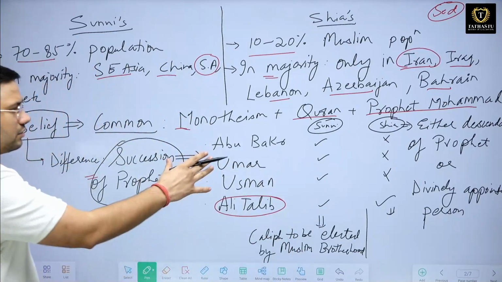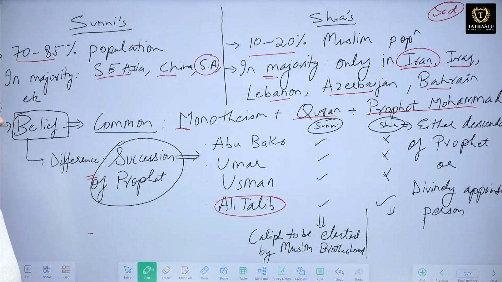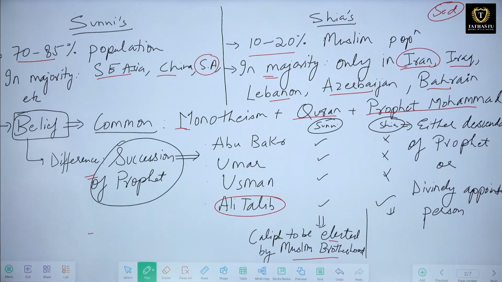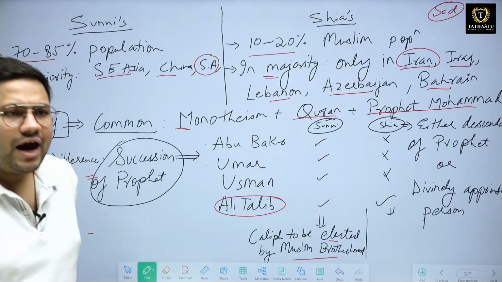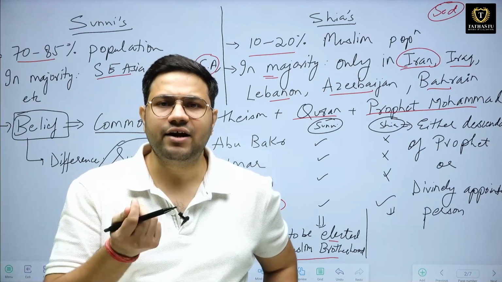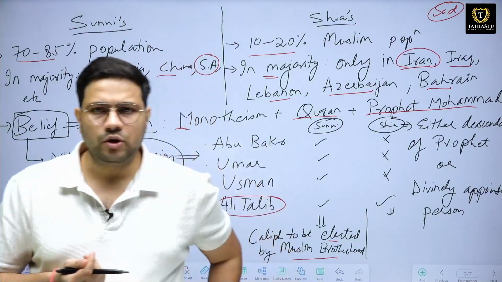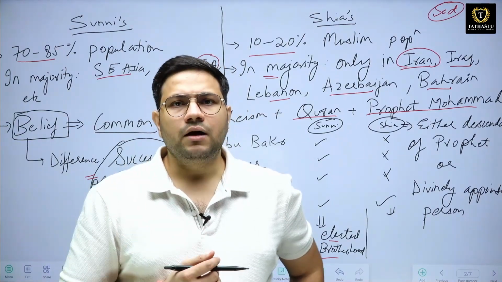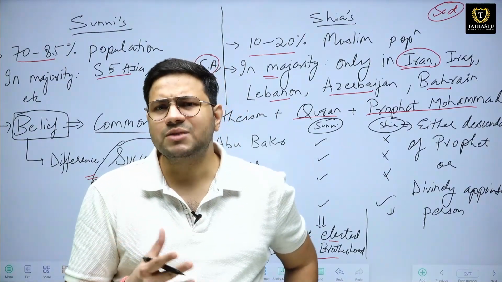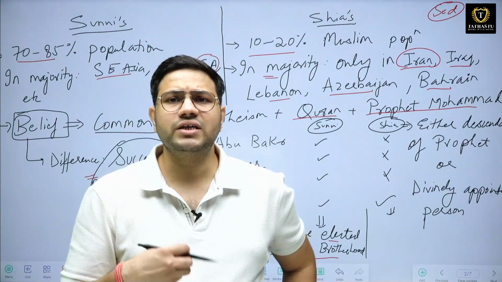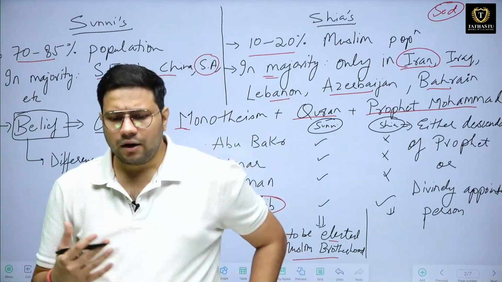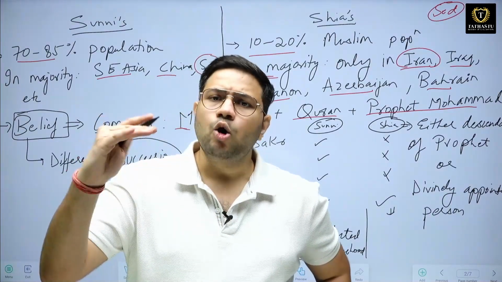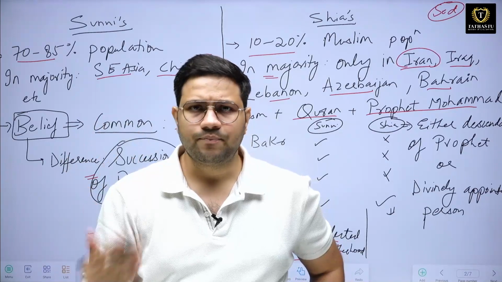So Sunnis basically say that the caliph is to be elected by the Muslim Brotherhood. Muslim Brotherhood means all the Muslims, they will decide who is going to be the caliph. And who is a caliph? Caliph is the religious head of the Muslim population. It is not a political office. It is basically a religious system that has been developed among the Muslim population, that there would be a religious head whom they call the caliph or the khalifa.